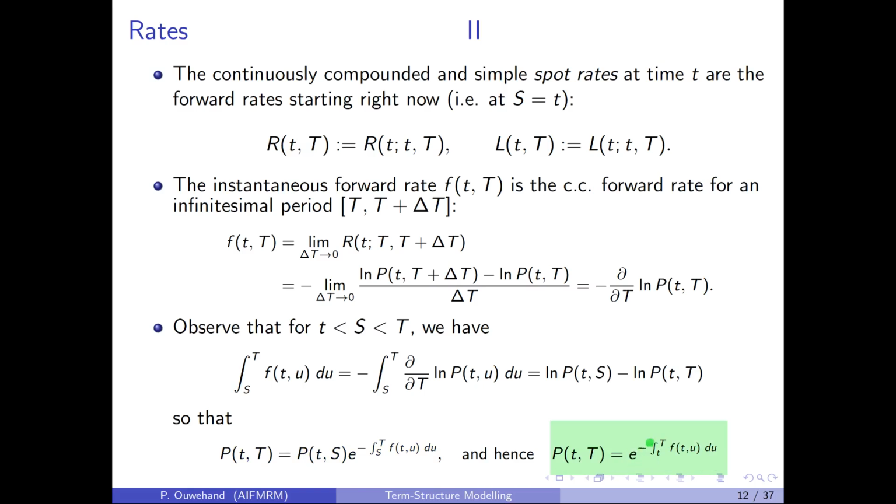Notice here that this expression shows that the spot rate for the period from little t to capital T is precisely the average forward rate over that period.